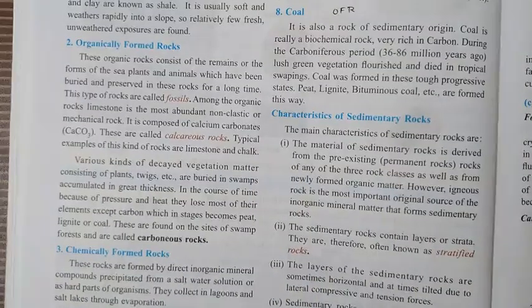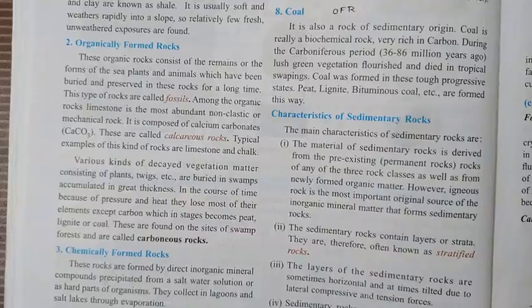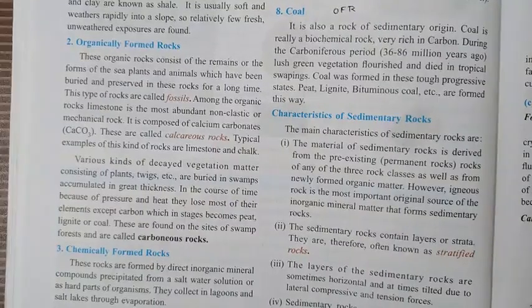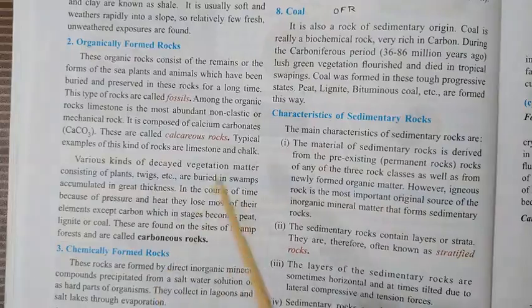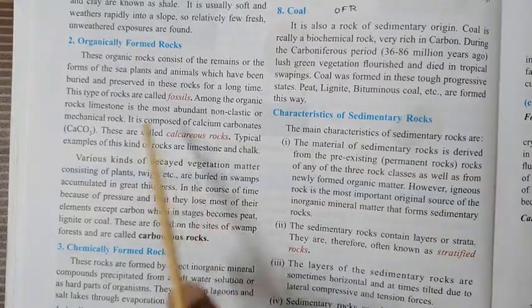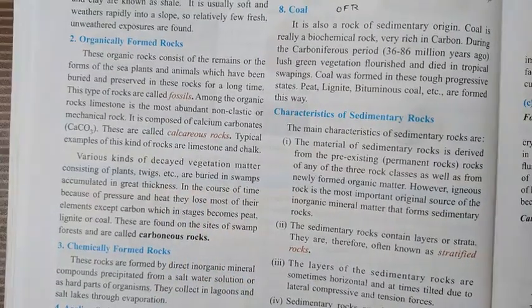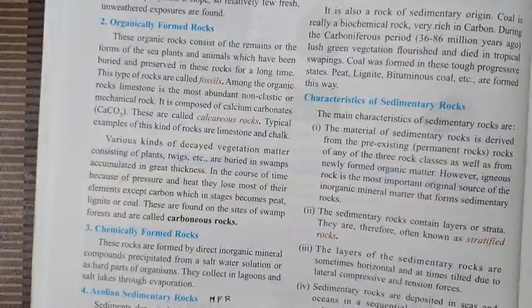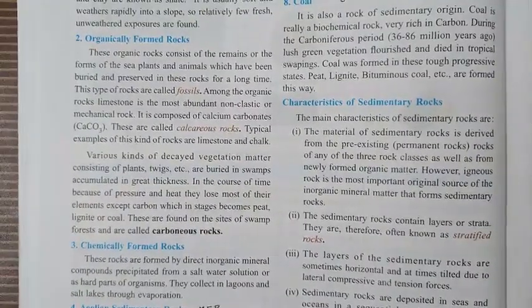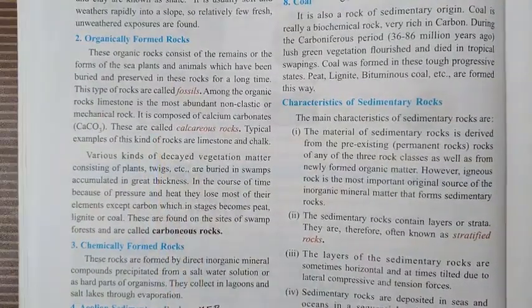There are different examples that can be seen, like coal, which is an example of organically formed rocks. Then there are calcareous rocks, calcium carbonate or calcareous rocks, which are also examples of organically formed rocks. Then petroleum is also an example, though it is a liquid. Petroleum is found in the layers of the rock, and it is also an example of organically formed rocks.